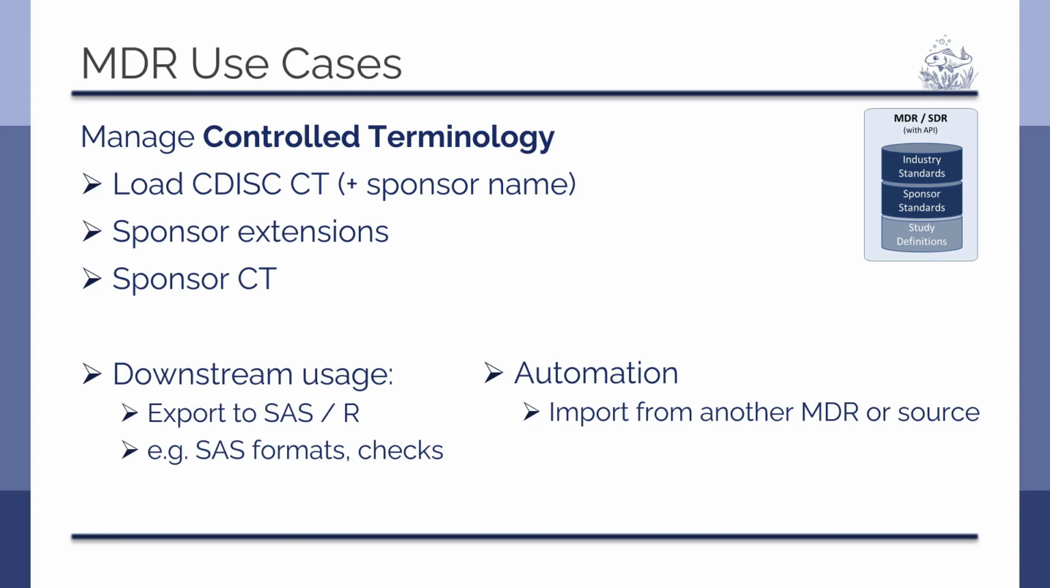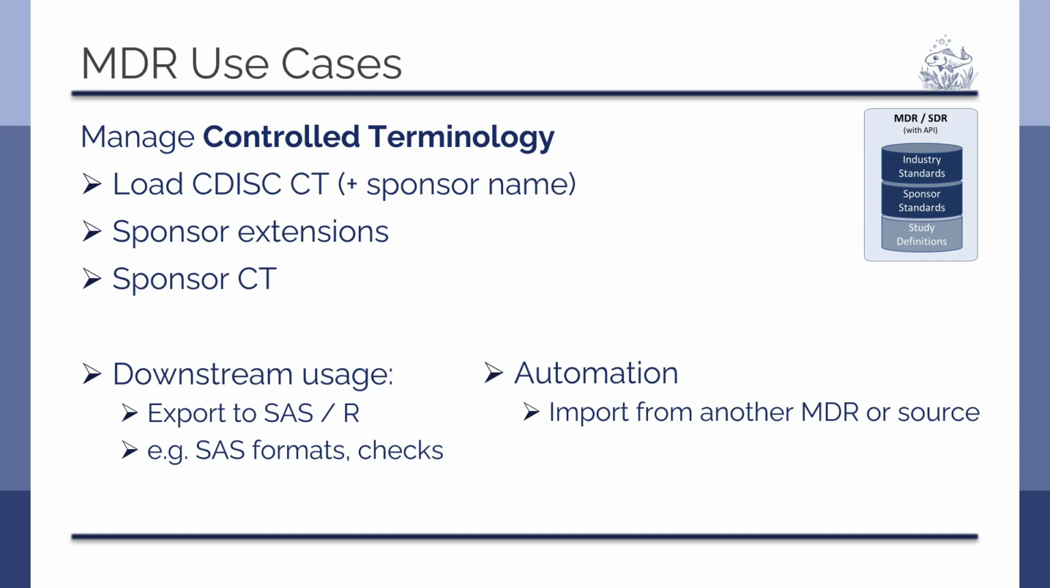The typical thing you do in a metadata repository is to manage your control terminology. And this is the CDISC control terminology, but also additional sponsor-specific control terminology. You typically have sponsor extensions, and you might have additional control terminology. You could use this in downstream systems, like you can export these things to SAS and to R. And here you can use it, for example, as SAS formats or to perform various checks. And it really has a lot of opportunity for automation.